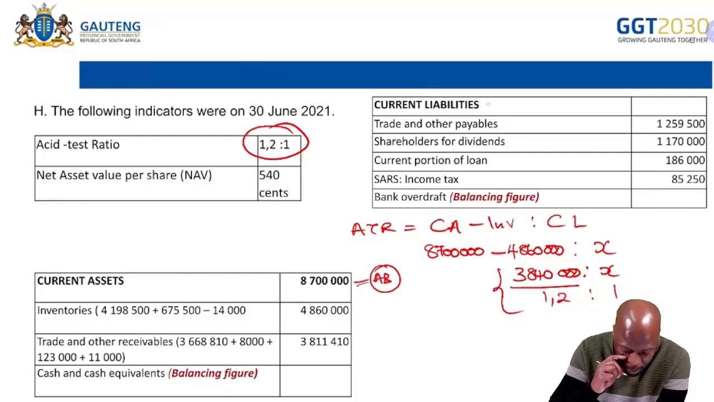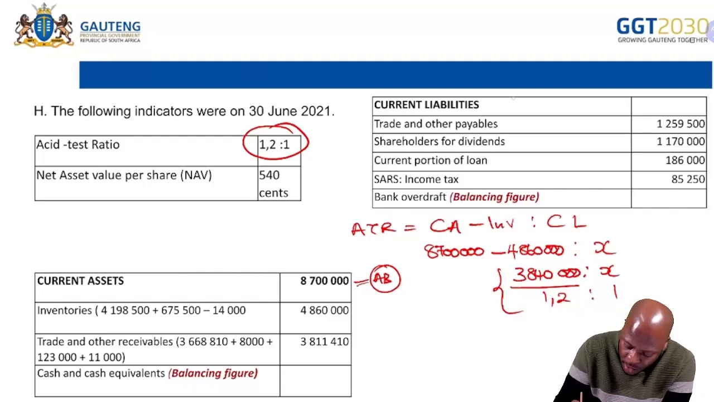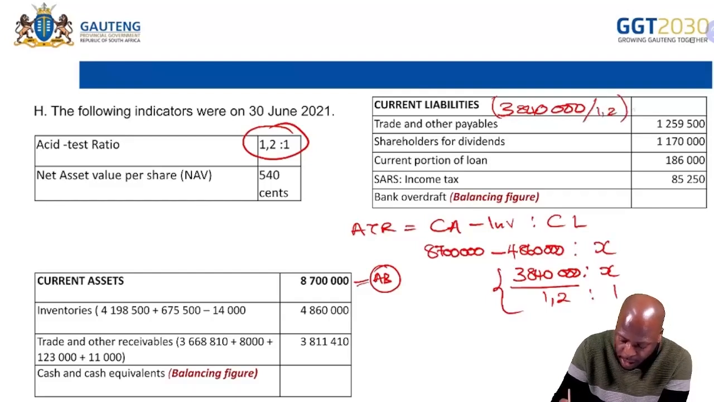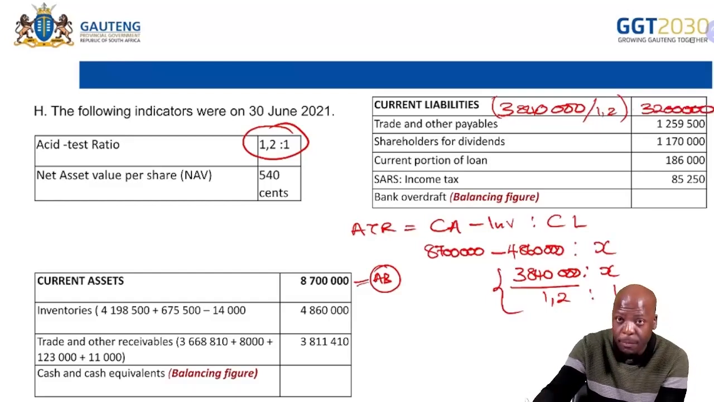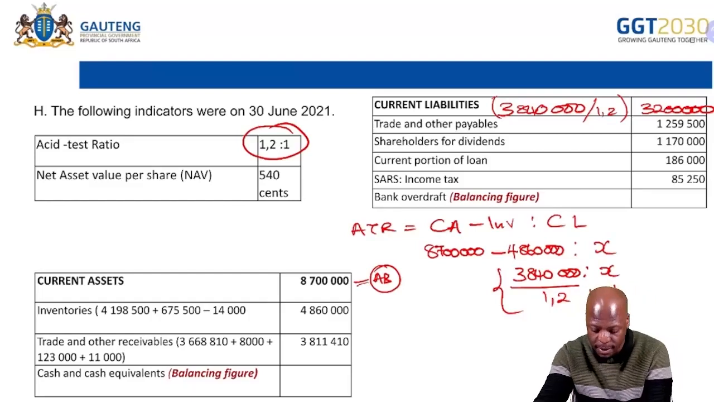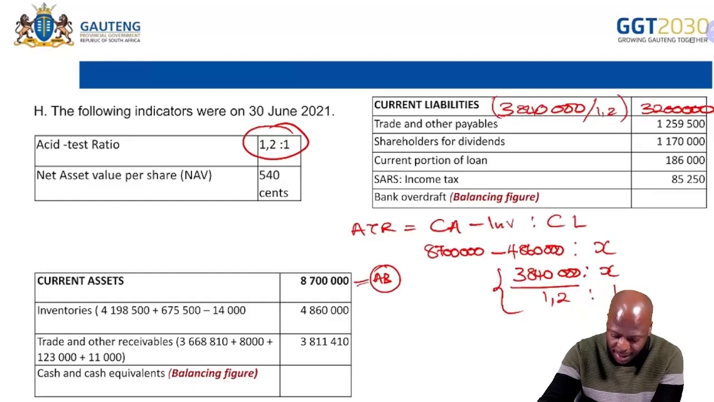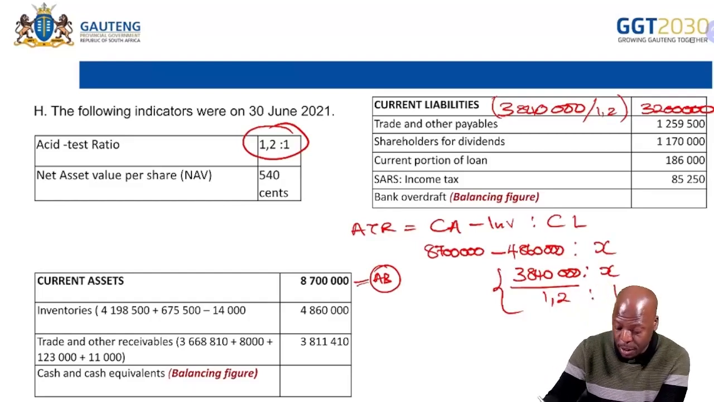So if I'm going to get my current liabilities, which is X, I'm now going to say 3,840,000, then I'm going to divide it by 1.2. It should give me 3.2 million, 3,200,000. Then, if you have your calculator with you, you simply punch it in.